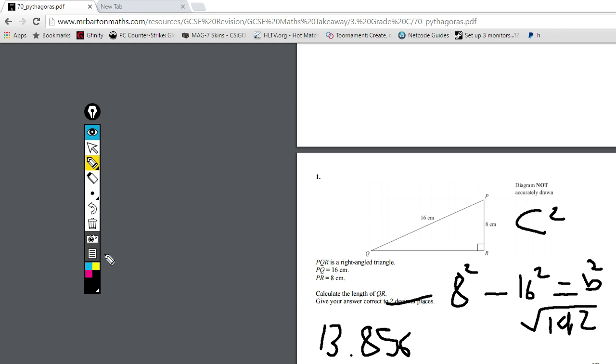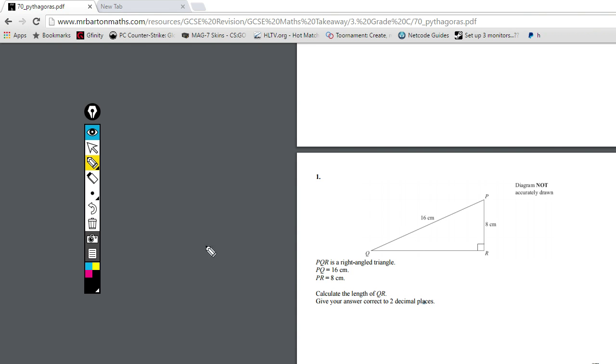13.856. Okay, and it asks for two decimal places. So we're going to have to write this to two decimal places, which if you round this up, will be 13.86. And that will go right there. And that is your answer for that. Oh, by the way, I did make a very small mistake here. It's supposed to be 16 squared take away 8 squared. I'm sorry about that.